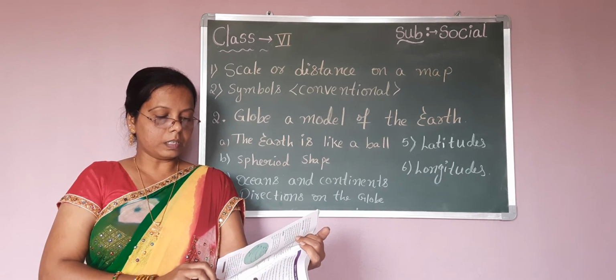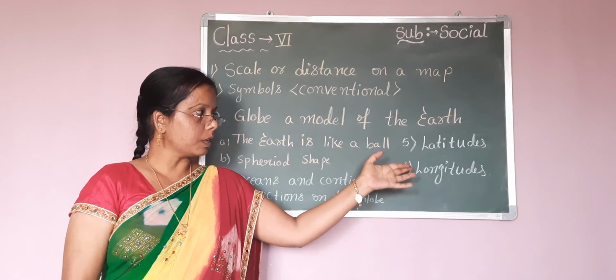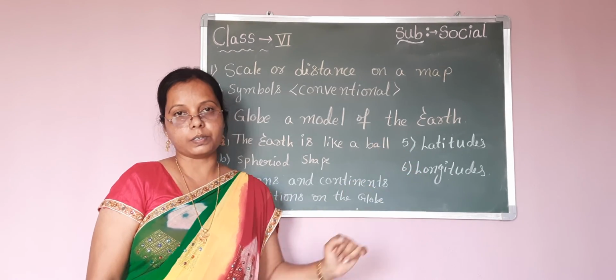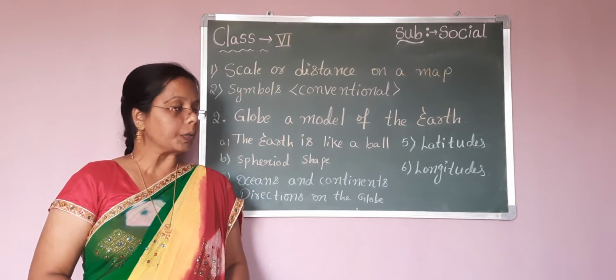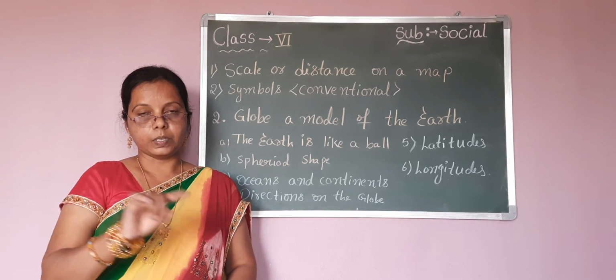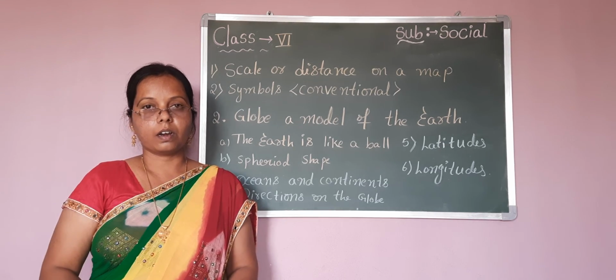So this is our present topic. The most important imaginary lines are the latitudes and longitudes. With the help of these horizontal and vertical lines, we can draw a grid.